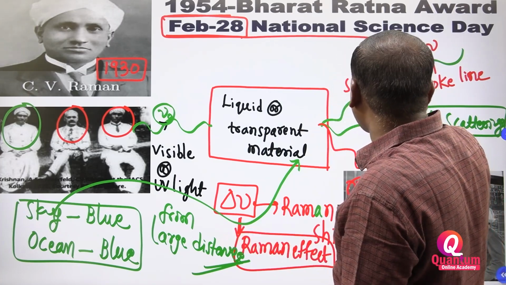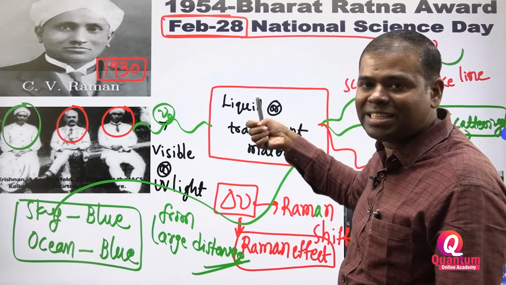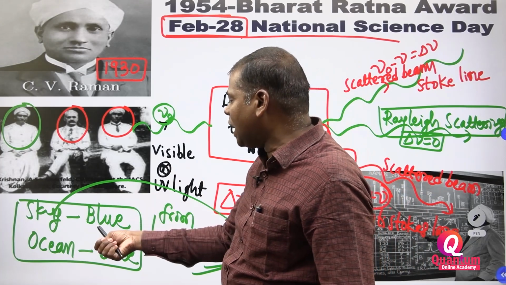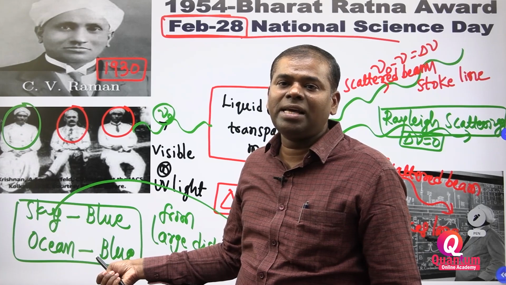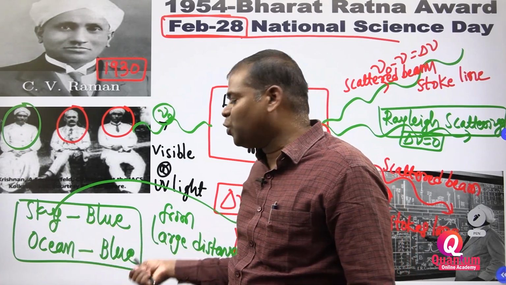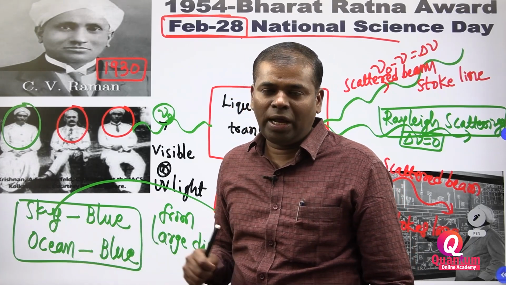So this scattered light will give the wavelength, and that wavelength is the blue color wavelength. That's why the sky can appear as a blue color, and this ocean can appear as a blue color.